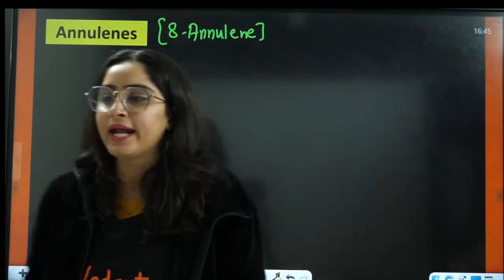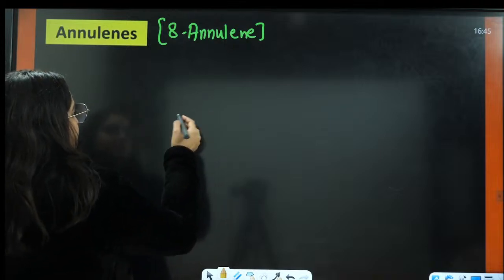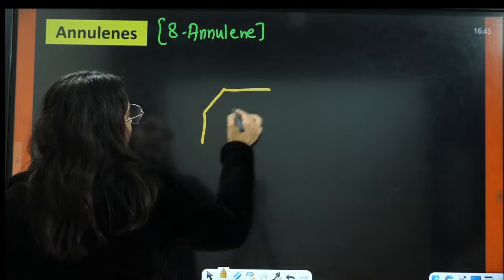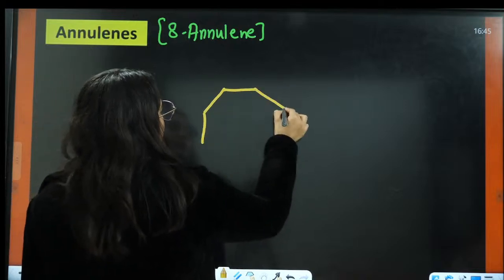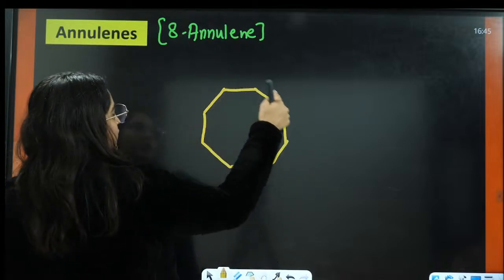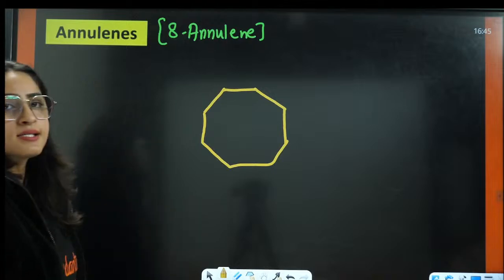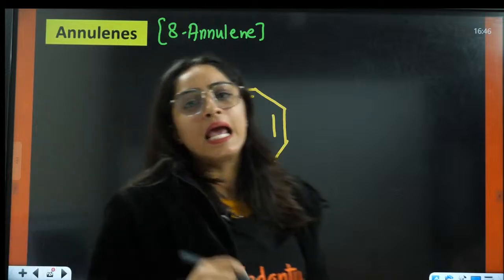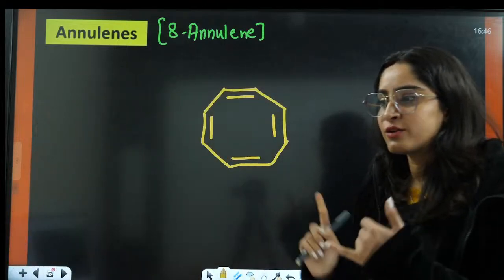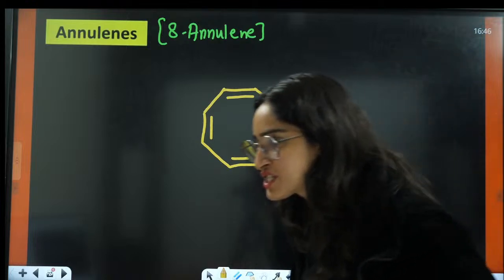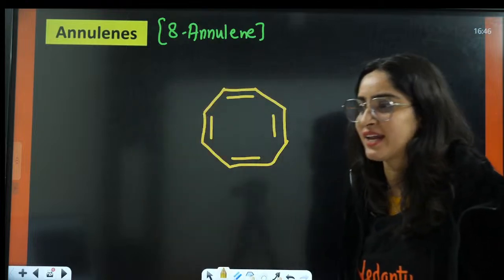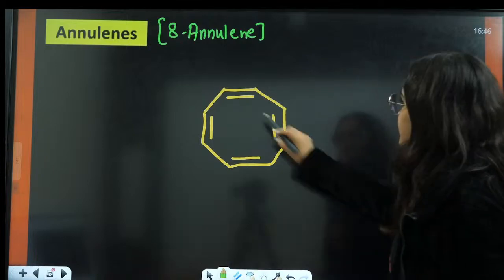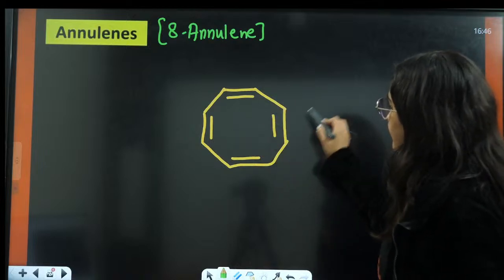Let us draw 8-annulene. So this is 1, 2, 3, 4, 5, 6, 7, 8. Yes, this is 8-annulene. You can draw alternate single and double bonds. Now tell me, is this aromatic? Is this non-aromatic? So what we understood from this? This has 1, 2, 3, 4, 5, 6, 7, 8 pi electrons.